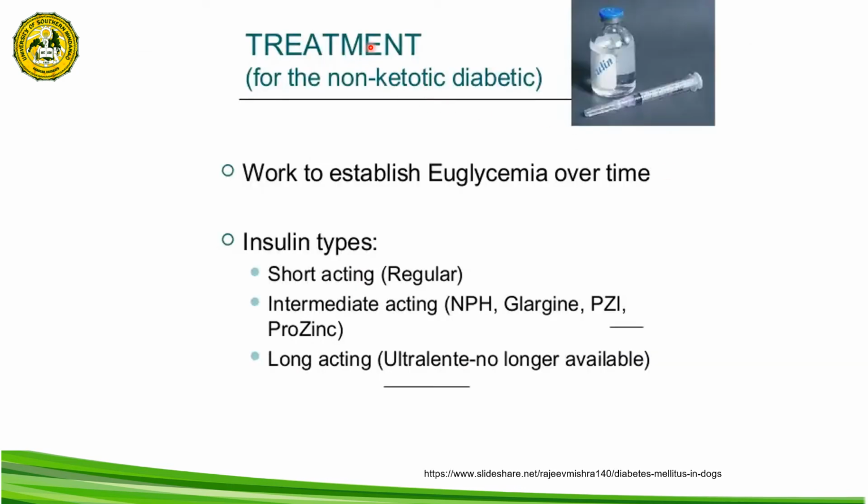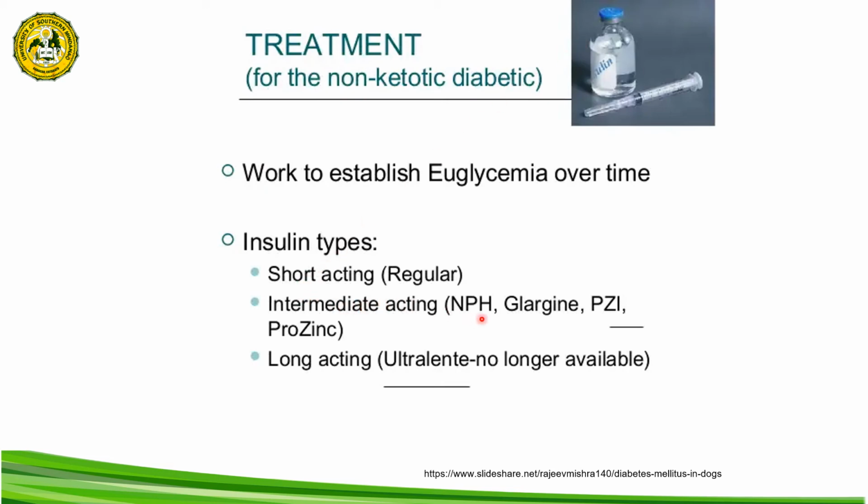We also have here the treatment for non-ketotic diabetes. It is important to establish euglycemia over time. When we say euglycemia, this is the normal level of sugar in the blood. The insulin types that are being used to treat diabetes mellitus are the short-acting insulin preparations, the intermediate-acting insulin preparations.